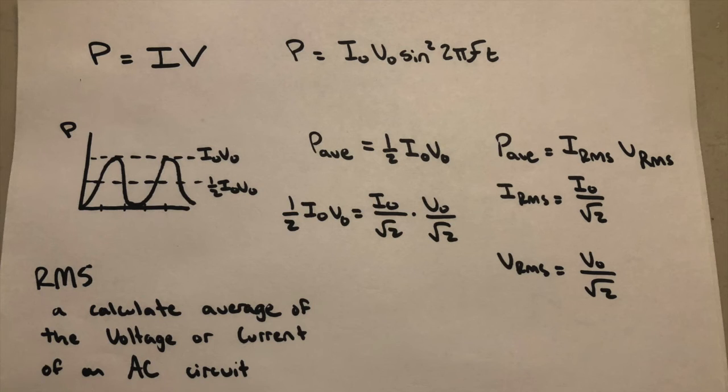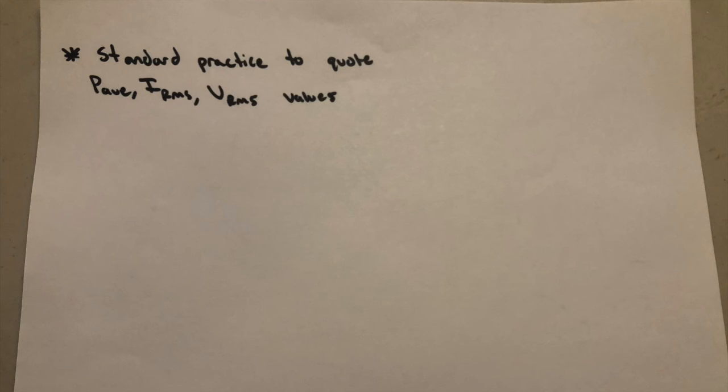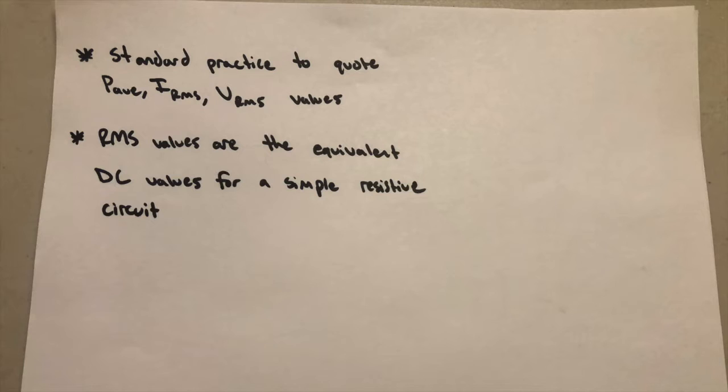When you set these two equations equal to each other, we notice that they are in fact equivalent, because the square root of 2 times the square root of 2 is just 2. So you have I naught times V naught over 2, which is the same thing as 1/2 times I naught times V naught. It's standard practice to quote the average power, the current RMS, and the voltage RMS values, because it makes more sense to give these averages instead of giving a max or a min.